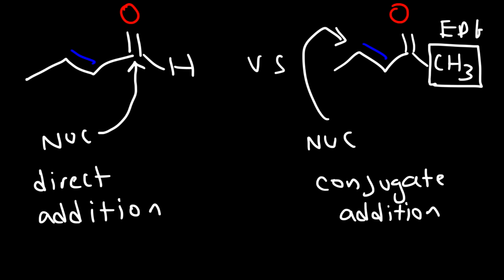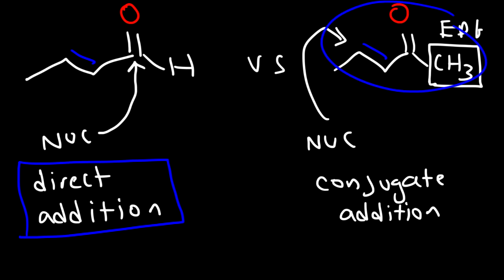So even if you have, let's say, a Grignard reagent which favors direct addition, if the ketone is sterically hindered, the Grignard reagent may have no choice but to attack at the beta carbon, giving the conjugate addition product. So even with Grignard reagents, you can increase the yield of the conjugate addition product by making the carbonyl part of the molecule less accessible.